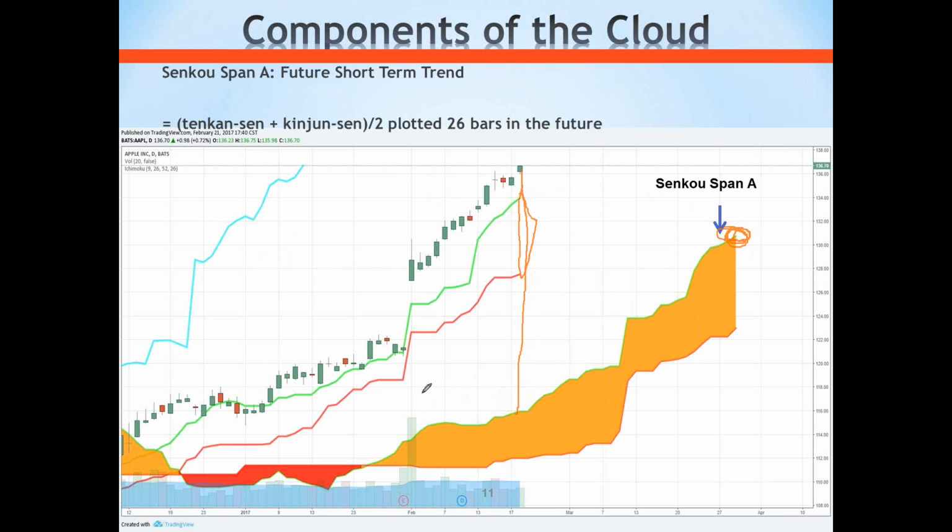If we're looking at a 5-minute bar, it's going to be 26 5-minute bars into the future that we plot it. So that's a good question. Why 26? The reason that it's 26 and not 20 or 30 has to do with the fact that this is an indicator that was developed in Japan. At the time, the way the markets worked, 26 days is what essentially made up the trading month. So that is why it uses 26 and not a round number.